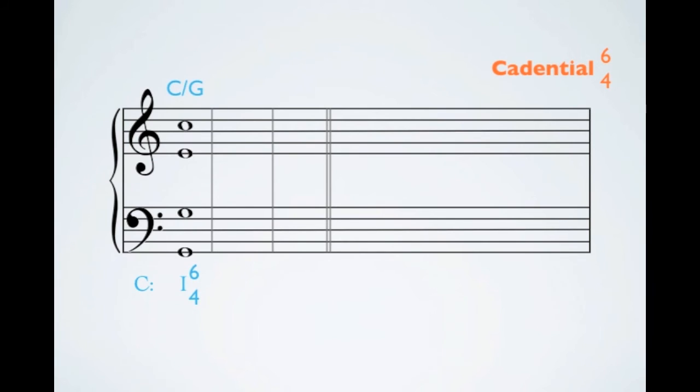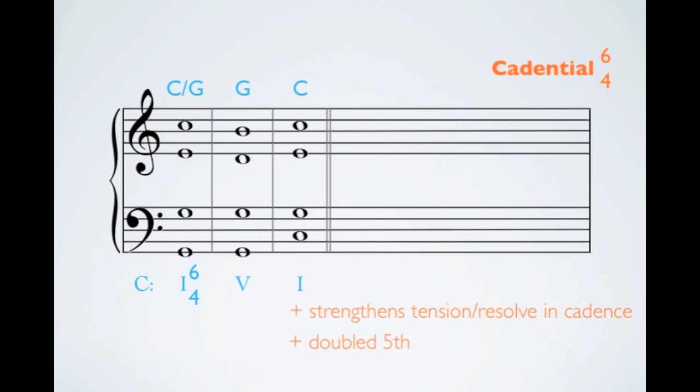It starts with a 1 in second inversion, then moves to the 5, keeping the bass in the same note, and then resolves to the 1. This is a way of strengthening the tension and resolve in a cadence. Of course, like all the other second inversion chords, it doubles the fifth. This kind of 6/4 chord usually occurs at metrically strong positions, contrary to the other types we've looked at.